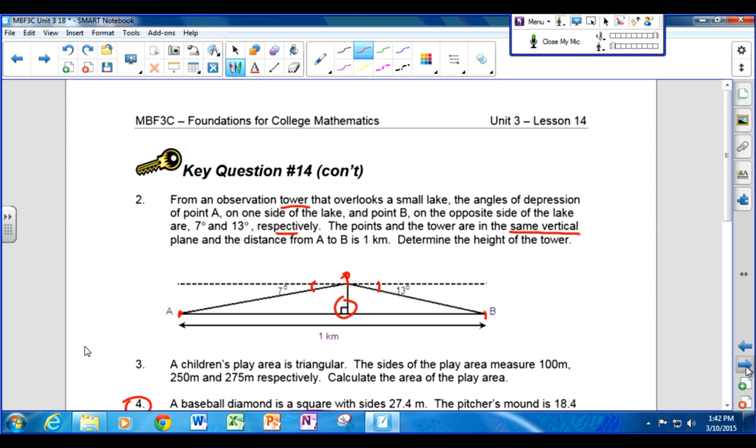Okay, so how are we going to solve this? One of the things we can do to solve it is we might have to introduce something else. Now, you could go ahead and solve this.